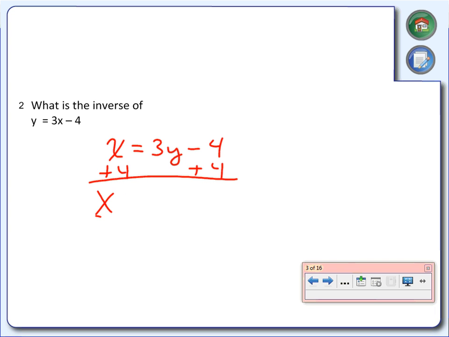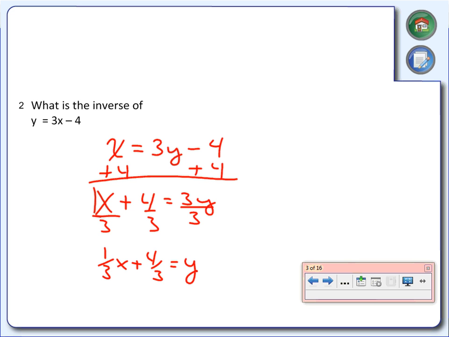So we got x plus 4 equals 3y. And then from here we can go ahead and divide by 3. Of course, there's a 1 in front of that x, so now we've got 1/3 x plus 4/3 equals y. So this right here would be the inverse of this one up here, and we found that by switching the x and the y.